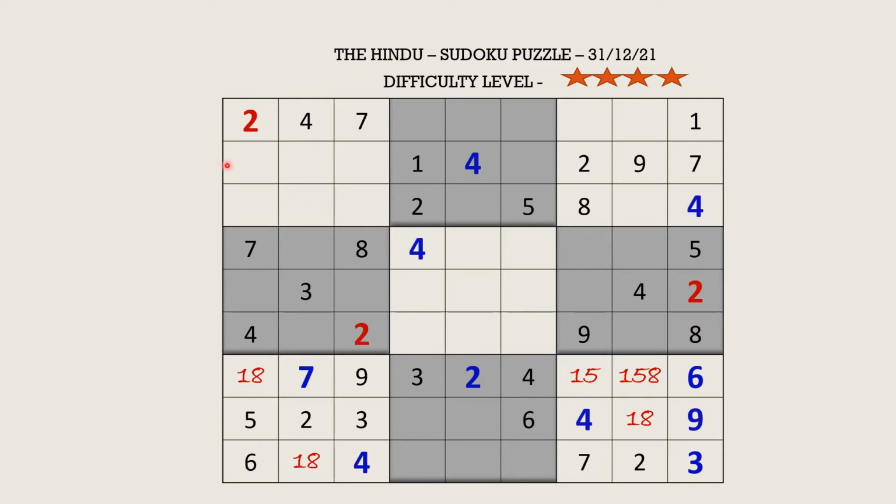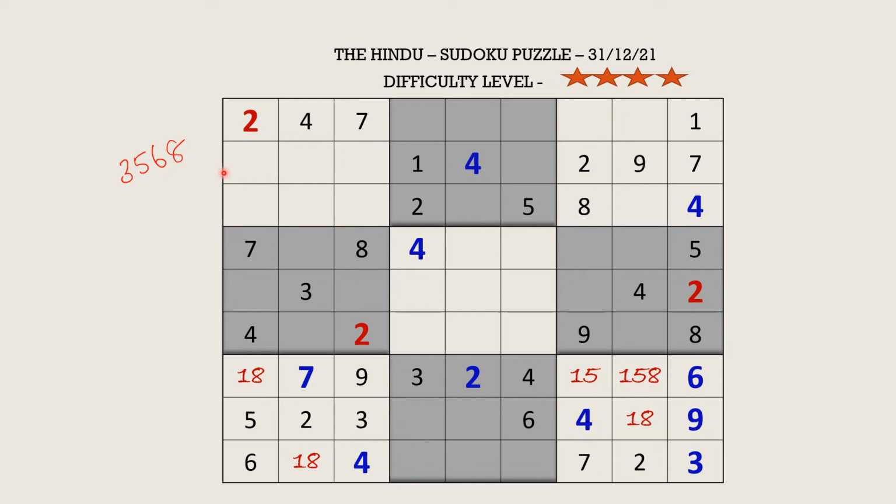So in this row, there are 4 empty cells. The missing numbers are 3, 5, 6 and 8. This cell cannot take 5, neither 6. So this cell cannot take 5 and 6.